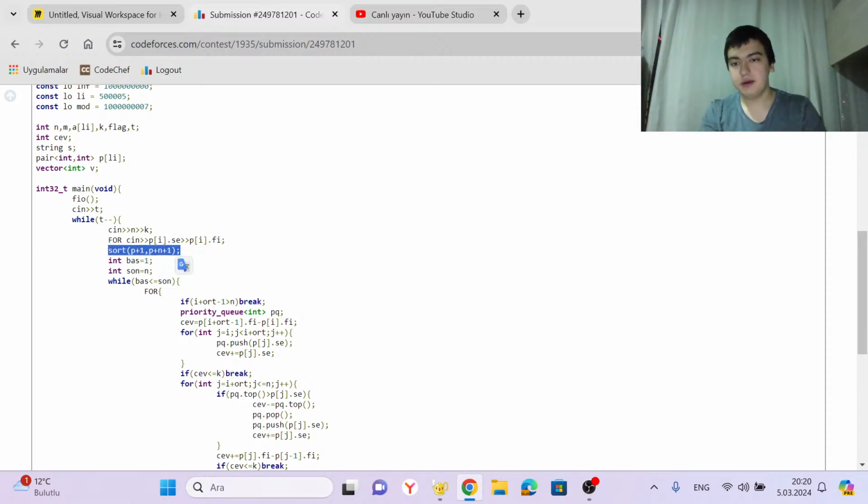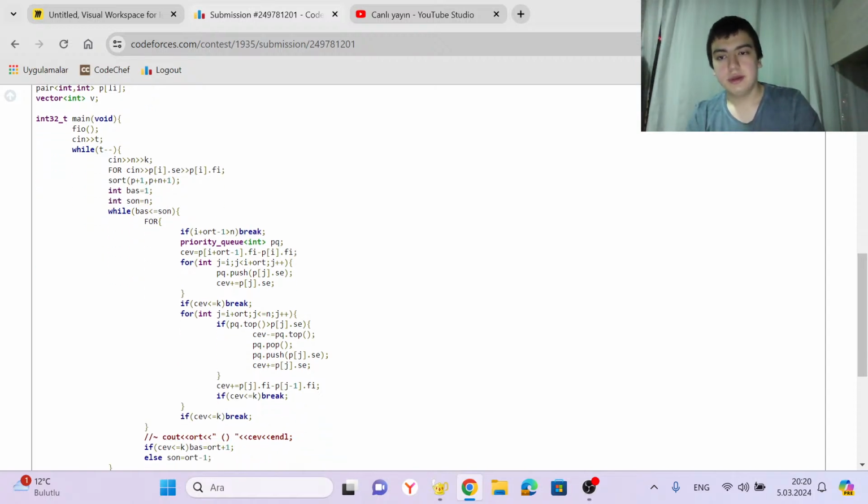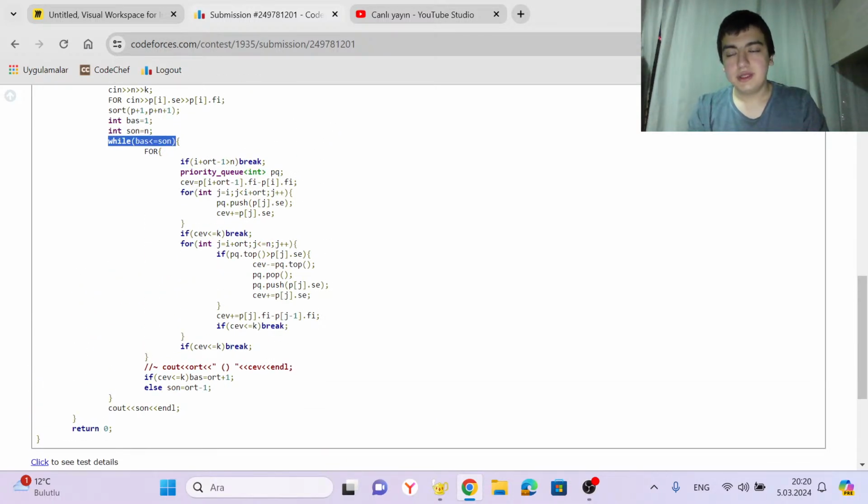So I am sorting the pairs. The sort algorithm looks at the first value first. Okay, and I'm starting a binary search on the answer. This is the minimum answer that can be, and this is the maximum answer that can be. While the smallest answer is smaller than or equal to the biggest answer that can be, we are doing the binary search algorithm.